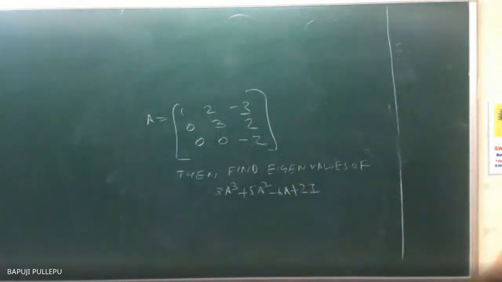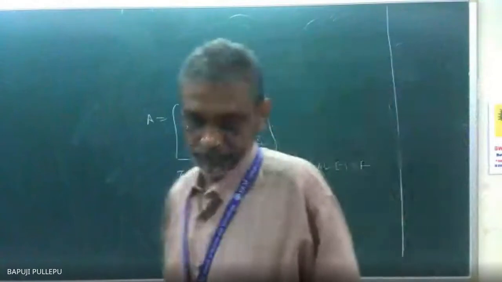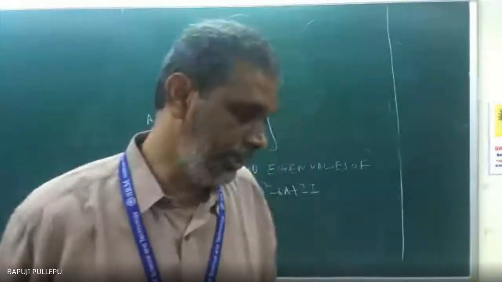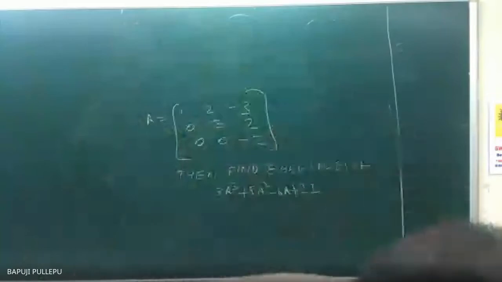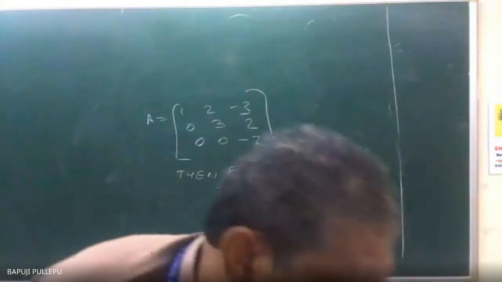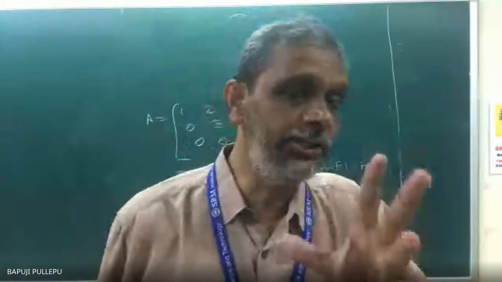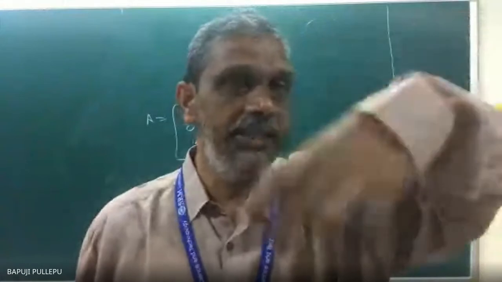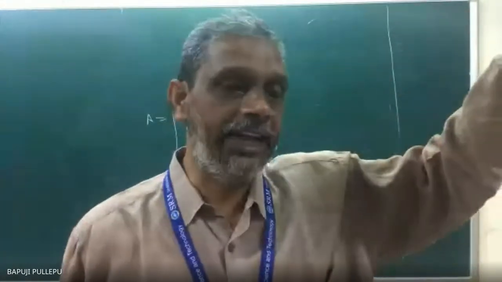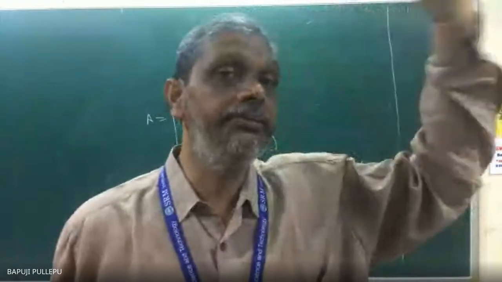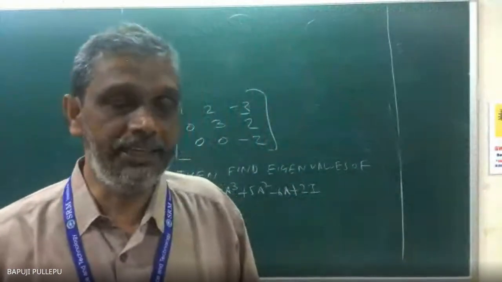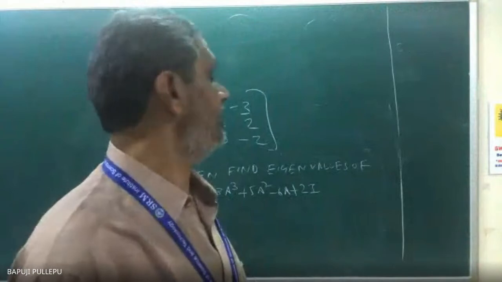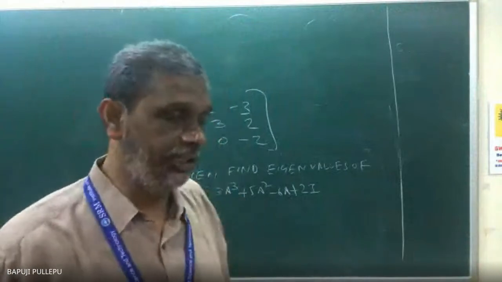Too fast, come on. Ball is in your court, you can play now. Three values you can tell me; you don't need to add, but if you want you can write A cube eigenvalues, A square eigenvalues, A eigenvalues, then add them all. Then tell me the final answer. First write eigenvalues of A are 1, 3, minus 2. Then do it fast, come on.